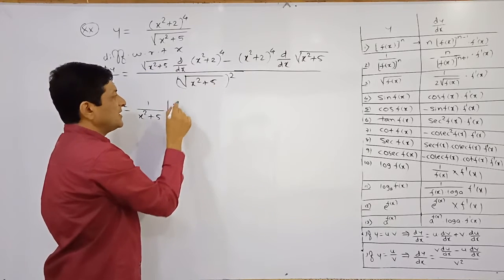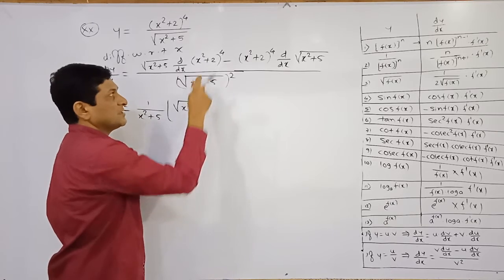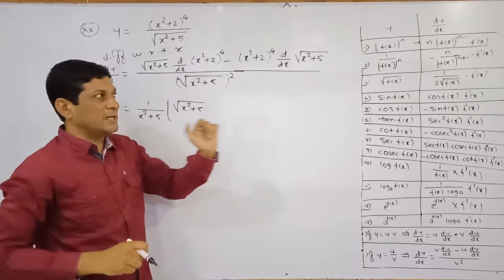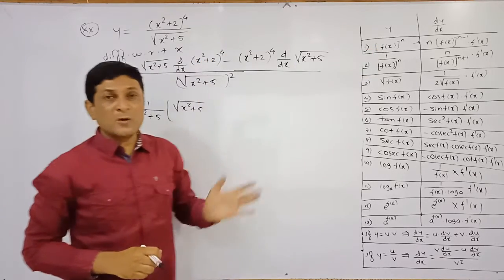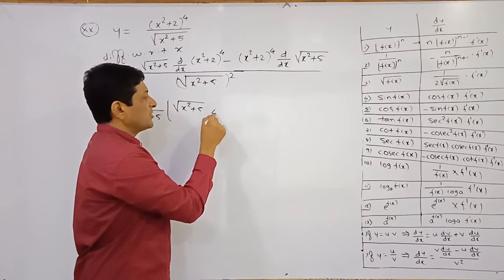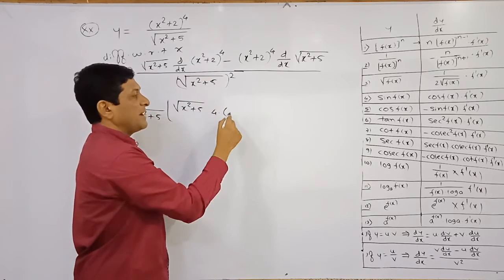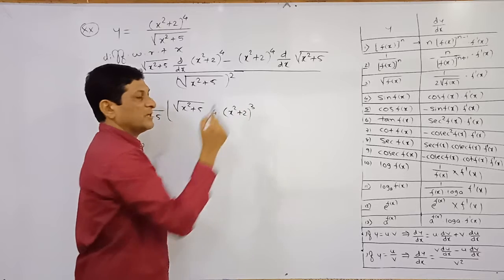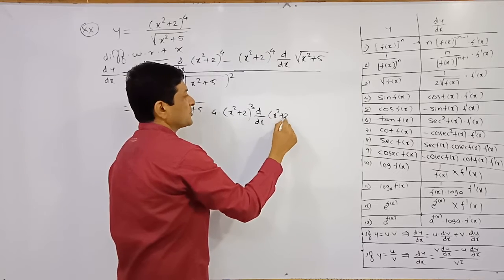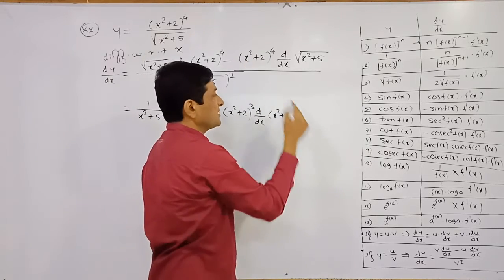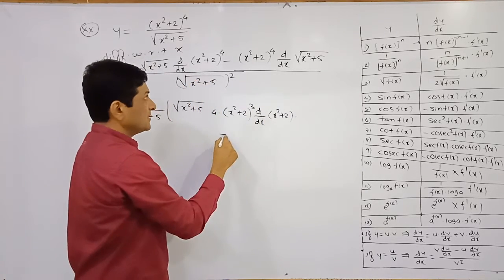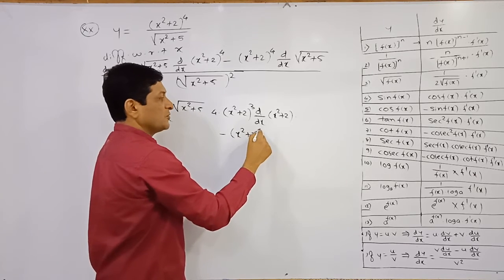Keep this term as it is, under root x square plus 5 as it is. Now we are differentiating it. So if you observe here, it is in the form of f of x raised to power n. Means we have to apply this first formula. According to this first formula, first take this power 4 as a coefficient. Then decrease its power by 1. X square plus 2, new power will be 3, into derivative of this f of x, means derivative of x square plus 2. Okay. So now keep this term as it is, minus x square plus 2 raised to power 4, keep it as it is.